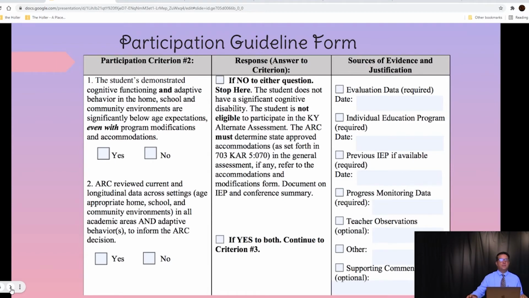and modifications. And then the ARC reviewed current and longitudinal data across settings, age-appropriate home, school, and community environments in all academic areas, and adaptive behavior to inform the ARC decision.